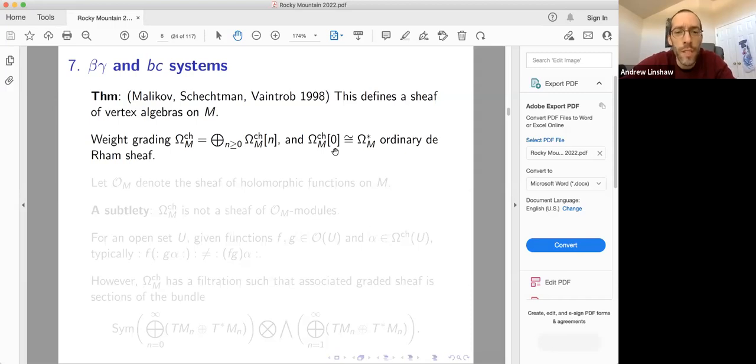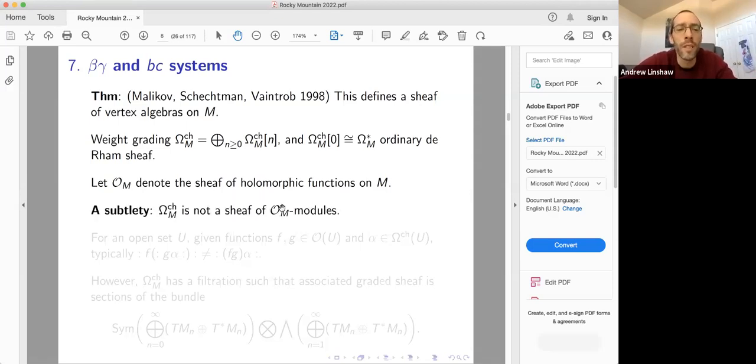There's one thing which is maybe subtle that I'll point out over here. Let's say that O_M is the sheaf of holomorphic functions on M. The thing that's a little bit subtle is that this, even though it contains the functions, is not actually a sheaf of O_M modules with respect to the product that I have defined. If I take an open set and two functions f and g, and a section alpha over U, then I can multiply by taking normal ordered product with a function. But if I do g times alpha and then multiply by f, that's not the same thing as fg times alpha, because of the non-associativity of vertex algebras.